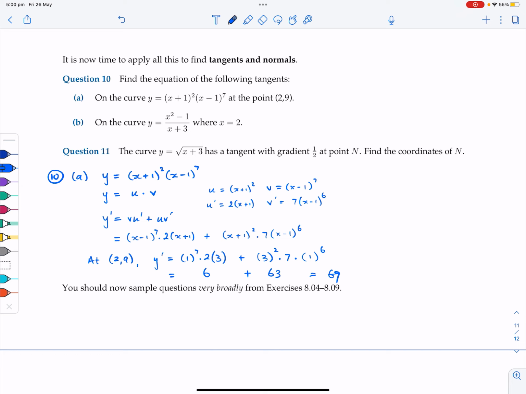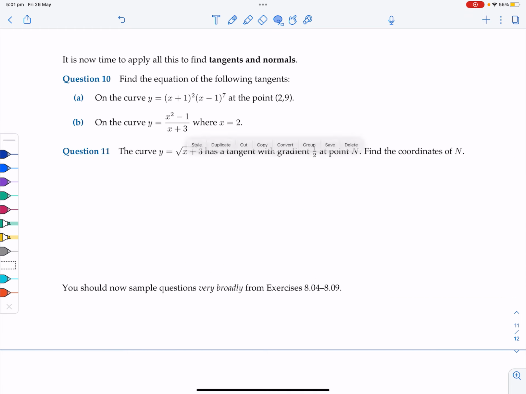So we have now the gradient of the tangent. We have y minus y1 equals m times (x minus x1). We have a point of 2, 9. We have a gradient of 69, so we can just do the maths. So y minus 9 equals 69 lots of (x minus 2). And y equals 69x minus 138 plus 9, minus 129. So there's the equation of the tangent. I think I'll leave that one to you. It's just a quotient rule and same sort of thing.